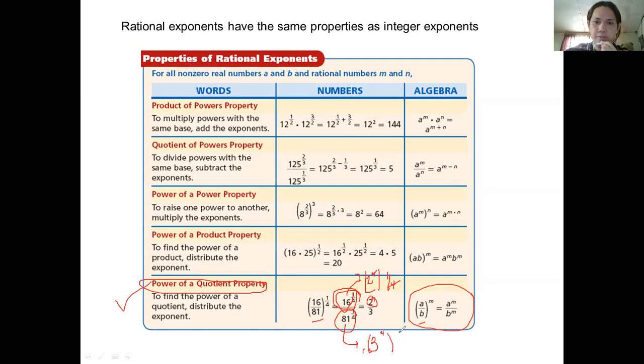So raised to 1/4. So cancel the 4, the result will be 3. That's why your answer is 2/3.